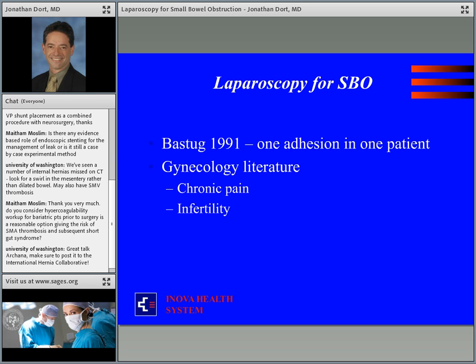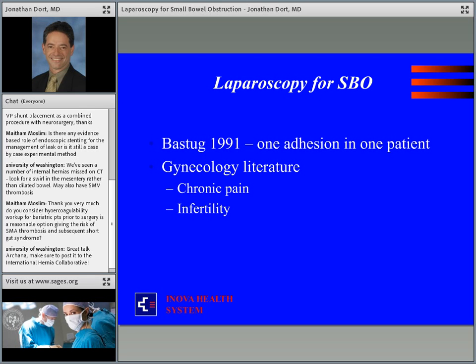So, like many things in laparoscopy, it was actually a gynecologist who was the first person to describe this technique. Dr. Dennis Bastug described in 1991 in Surgical Laparoscopy and Endoscopy the use of laparoscopy in a single patient for a single partial small bowel obstruction and for one adhesion that he was able to cut, and suggested that this may be a use that could gain some traction. A lot of the gynecology literature discusses this technique mostly in the evaluation and treatment of chronic pain and infertility.